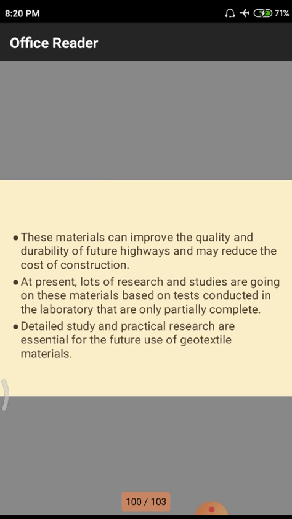Detailed study and practical research are essential for the future use of these geotextile materials. A detailed study means we have to go from A to Z. That means from point A to point Z we have to study. After the complete study is over, we will have clarity on the material. Then only we can use those materials in different fields.